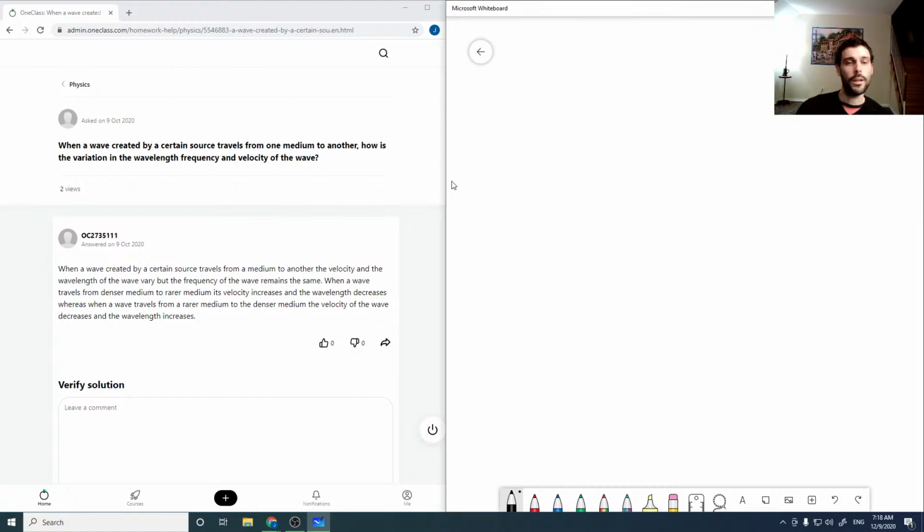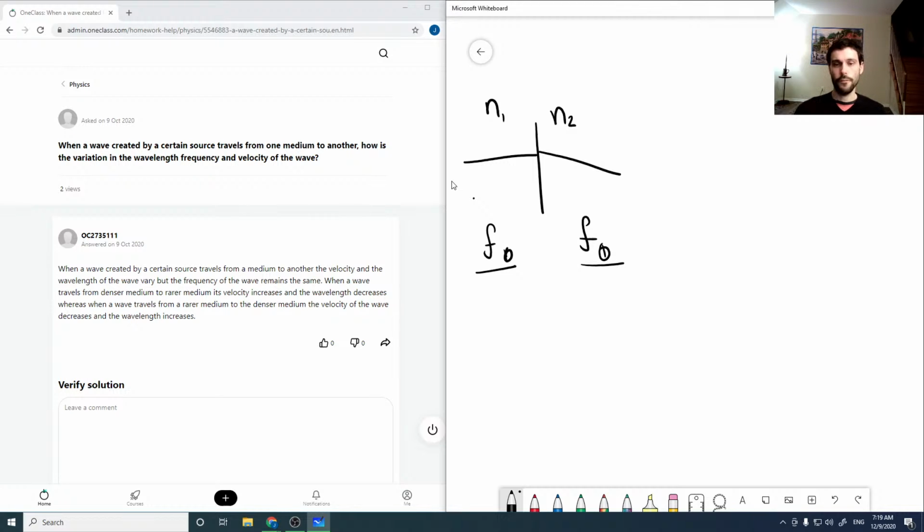Okay. When a wave created by a certain source travels from one medium into another, how is the variation of wavelength, frequency, and velocity? So the easiest way to think about this is light, but it does function for every other source. But if we consider light traveling from one medium into another, then the speed, well, the biggest takeaway here is that our frequencies will always be the same. So I'm just going to put f naught actually. So the frequency doesn't change, and so that basically answers the entire question, because our frequencies are always held fixed.